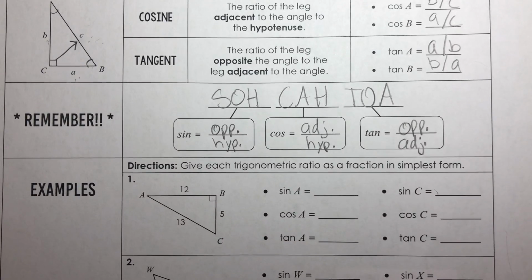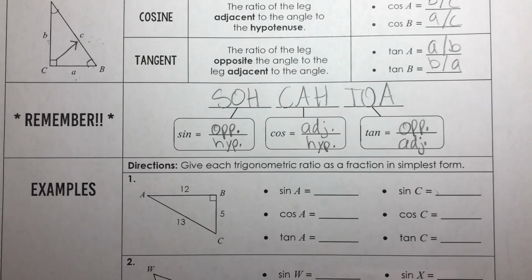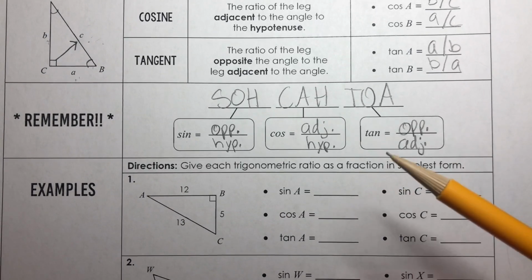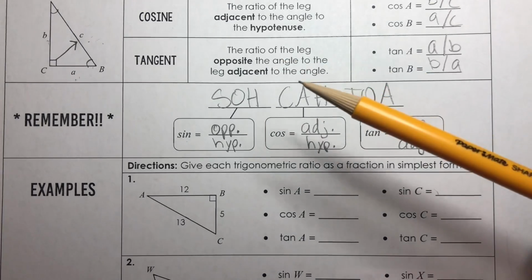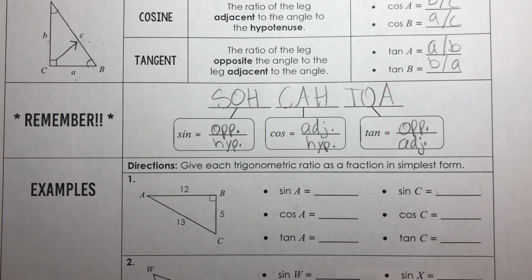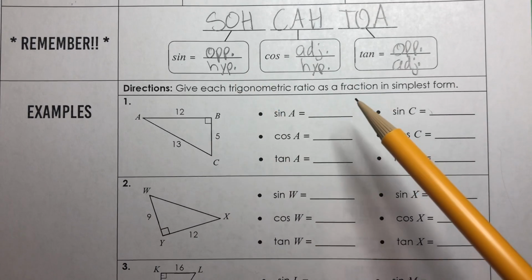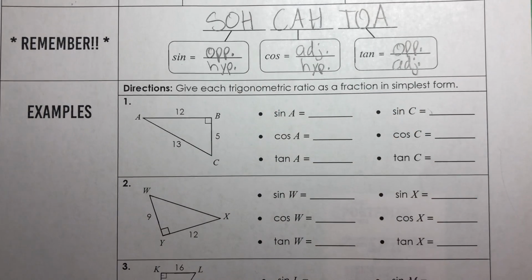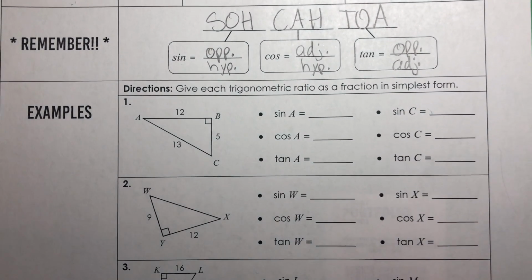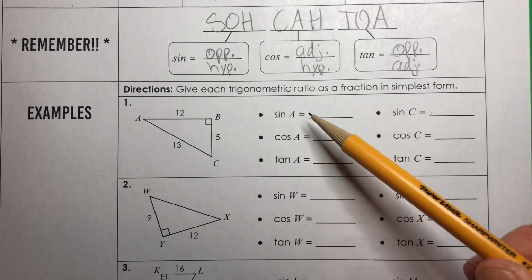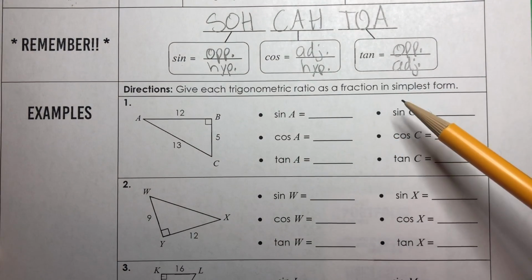Okay, so this is going to be our example problems, of course, for our notes, and this is what you're going to be doing in your homework. So I didn't want to move on with our trig ratios and calculate anything yet, just because we have one less day to our work week. Okay. In the directions, it says, give each trig ratio as a fraction in simplest form. So whenever you guys have fractions, try to remember to simplify them, okay? So sine, cosine, and tangent of angle A, and then sine, cosine, and tangent of angle C.